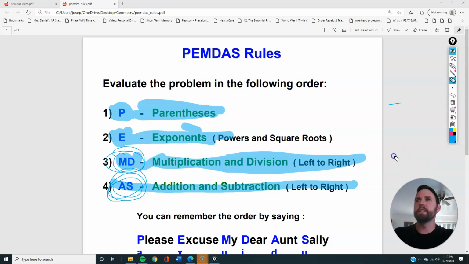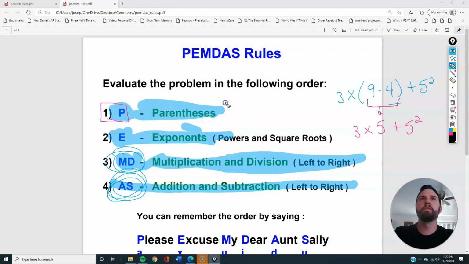Let's erase all this jazz. Let's do a few example problems. Let's say I gave you 3 times (9 minus 4) plus 5 squared. Alright, let's do our order. First, we're going to look for parentheses. So, I have a set of parentheses. 9 minus 4 is 5. That's 3 times 5 plus 5 squared.